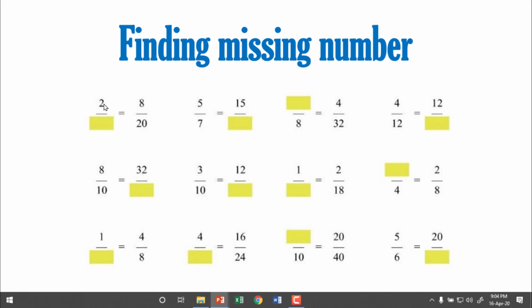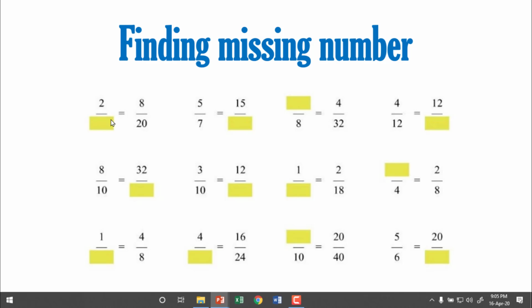Look, 2 by something is equal to 8 by 20. So we have to find this missing one. Compare these numerators. Here 2 is given and here 8. As we have to find this one, check it. From 8 we get 2. How? If we divide 8 by 4, we will get 2. So we have to divide 20 by 4. If we divide 20 by 4, we will get 5. So our missing number will be 5.